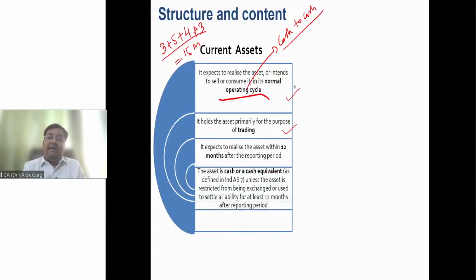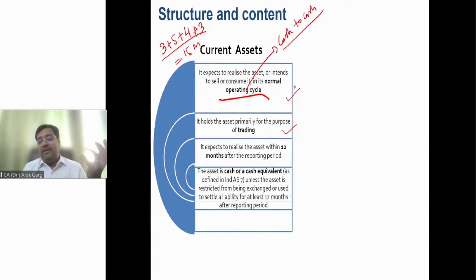Third, it expects to realize the asset within 12 months after the reporting date, right? Basically, if a company is expecting to realize the asset within the operating cycle or within 12 months, generally the operating cycle is also considered as 12 months, it will be considered as a current asset. If it is held for trading, it will be considered as a current asset, or if the asset is cash or cash equivalent, unless the asset is restricted from being exchanged or used to settle a liability for at least 12 months after the reporting date. So the asset should be cash or cash equivalent, right?